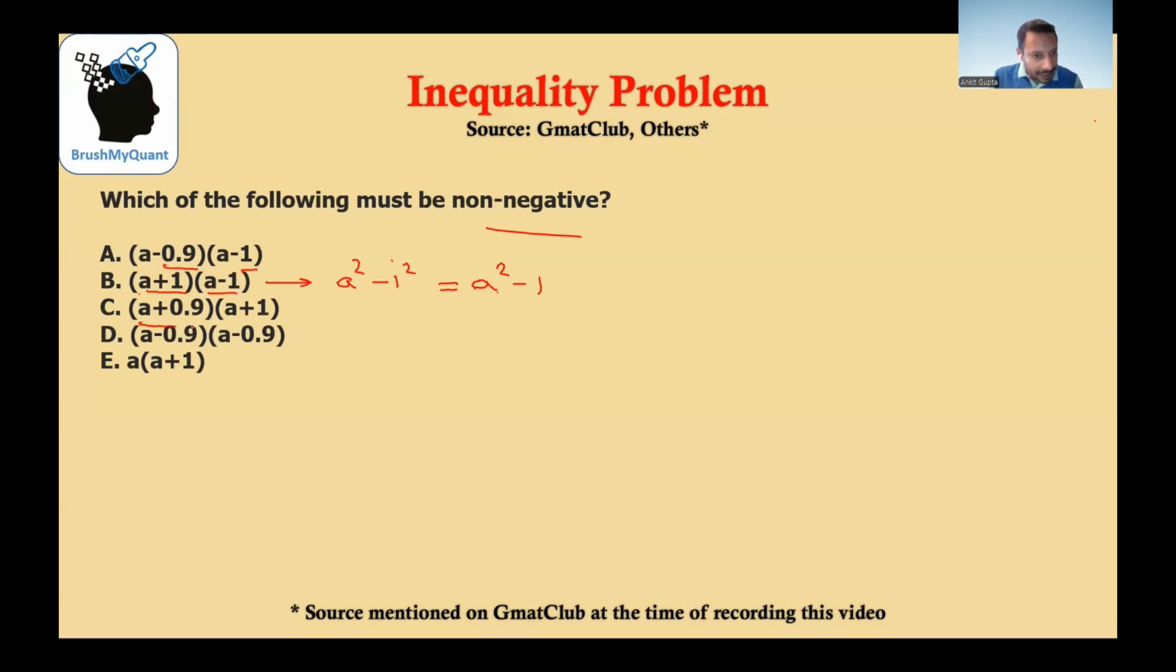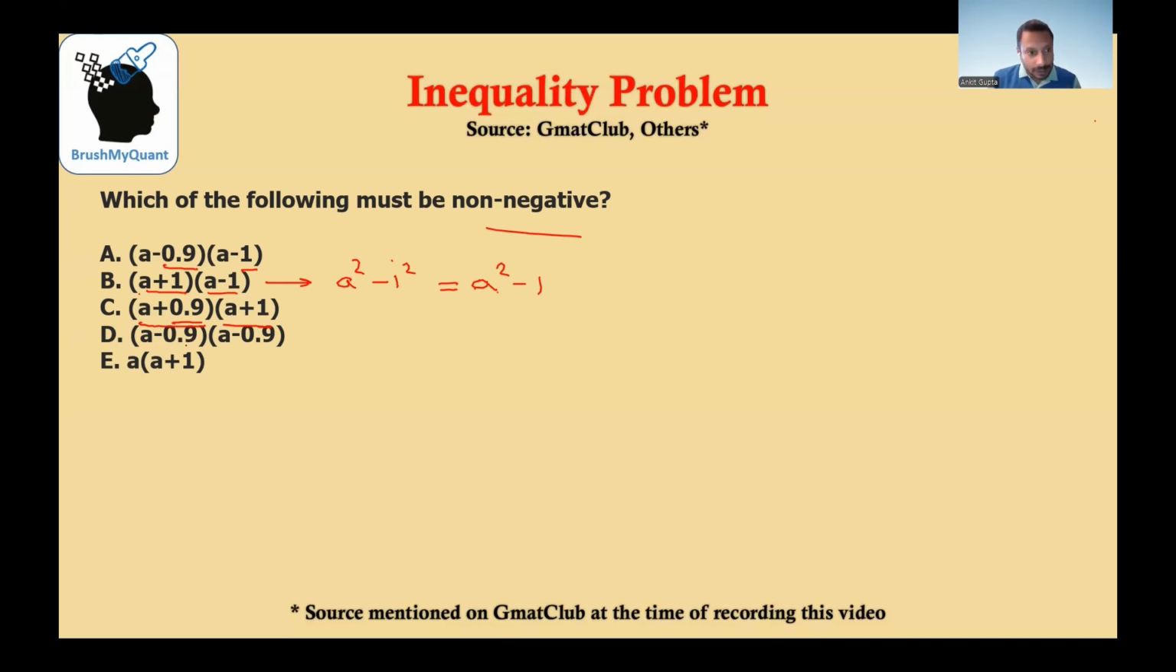Option C says a plus 0.9 multiplied by a plus 1. At first glance, you might think that this is a positive number, right? Because I have a plus 0.9 multiplied with a plus 1. But there's a catch here. If a is a negative number between minus 0.9 and minus 1, then one of these terms will become positive and the other term will become negative. If you're multiplying both of them, it will actually become a negative number. So we are also not sure about this one.